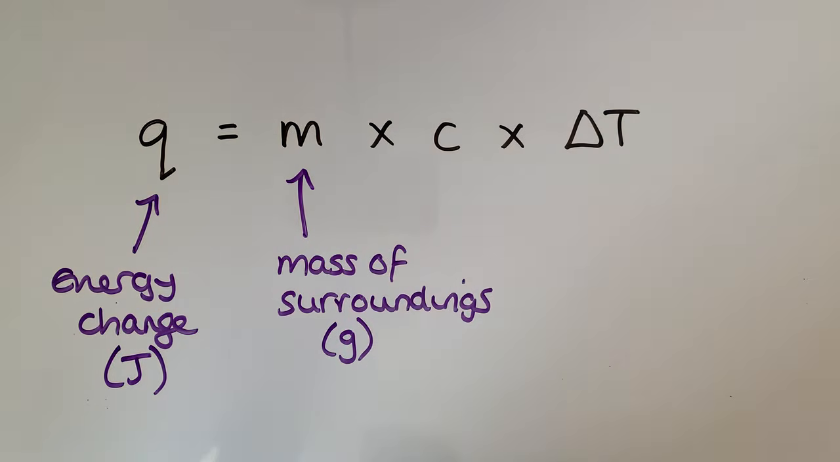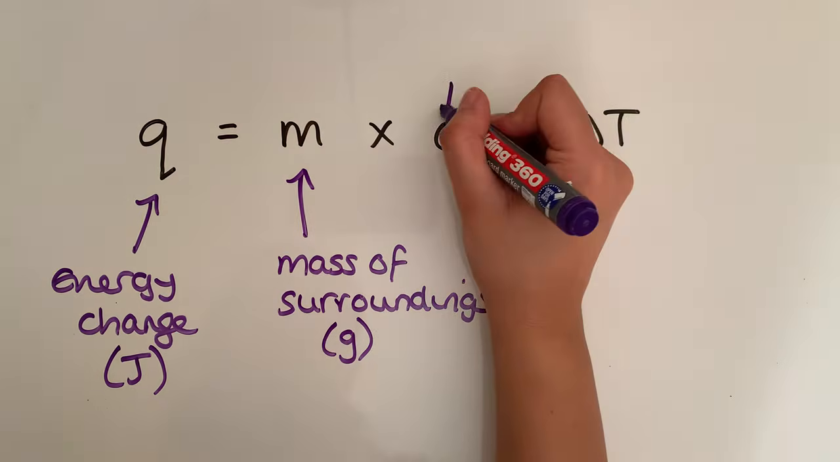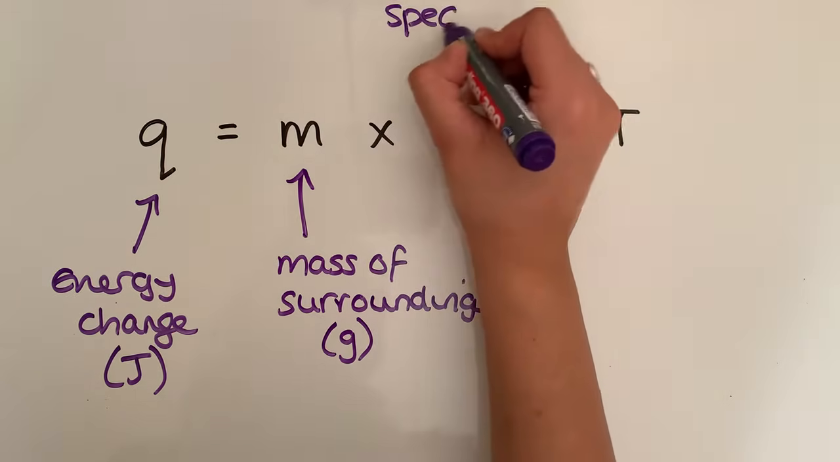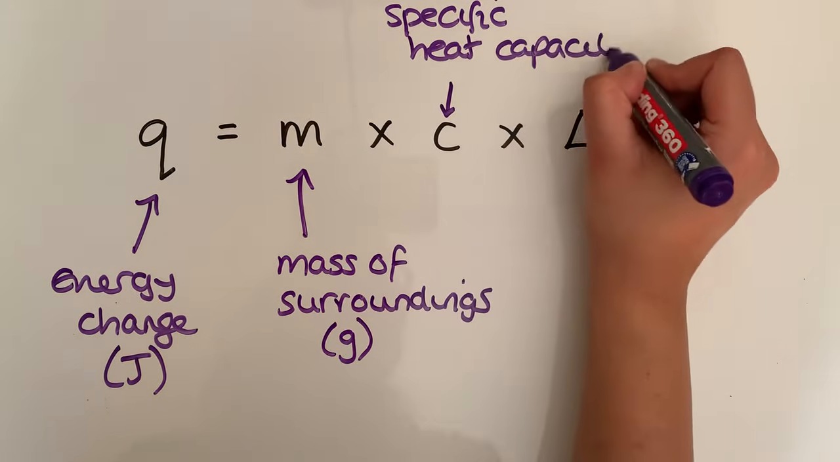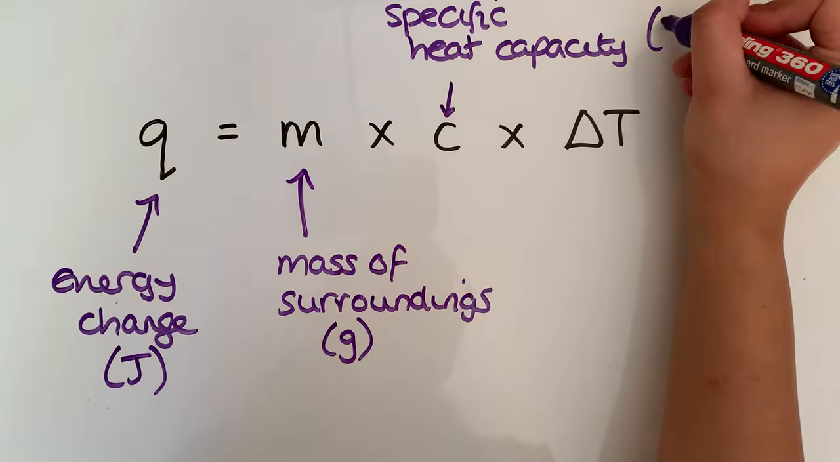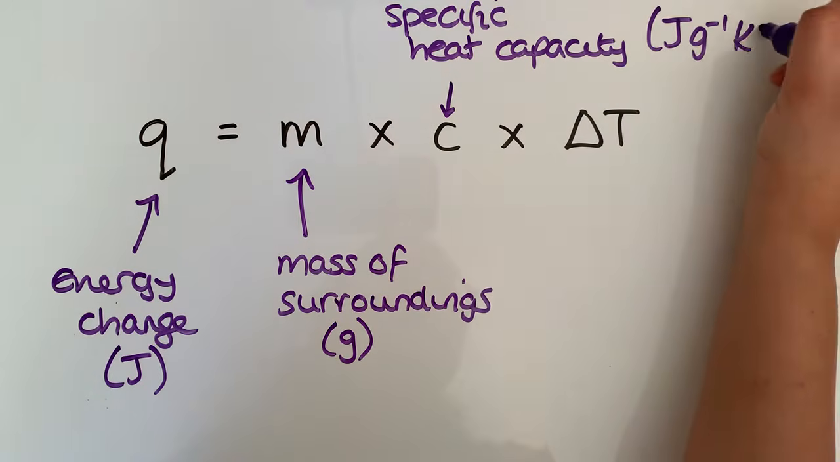It's also worth knowing that, for example, if your thermometer is in water and you have 100 centimeters cubed of water, it is worth knowing that 1 centimeter cubed of water equals 1 gram. So that means if you have 100 centimeters cubed of water, that is going to equal 100 grams. The C over here is what we call the specific heat capacity. And the units for specific heat capacity are joules per gram per Kelvin.